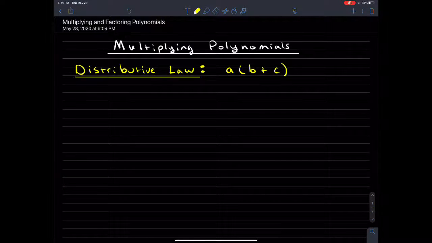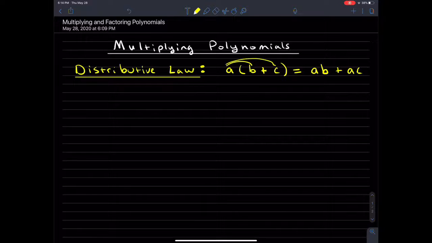Okay, today we'll talk about multiplying polynomials and factoring polynomials, which is the opposite of multiplying. And we're going to start off with the distributive law. The distributive law says that if you have a number a on the outside and two terms on the inside, we can multiply a to both of those terms. We distribute the a. So it becomes a times b is ab, plus the second term, a times c, plus ac.